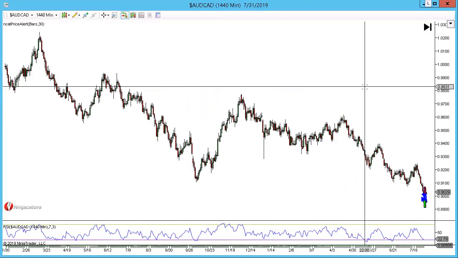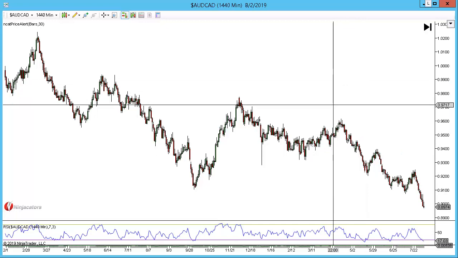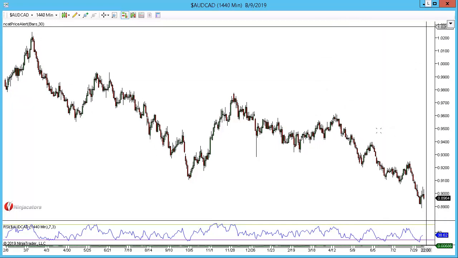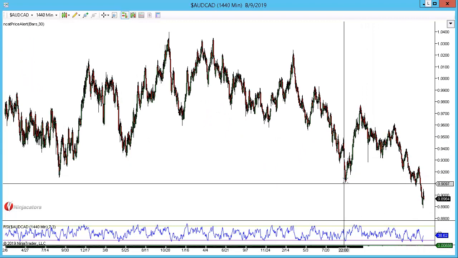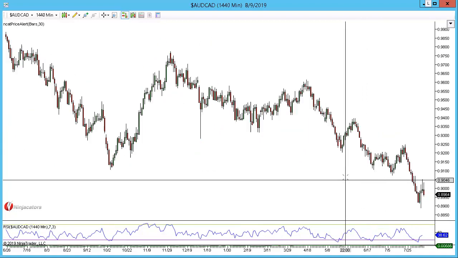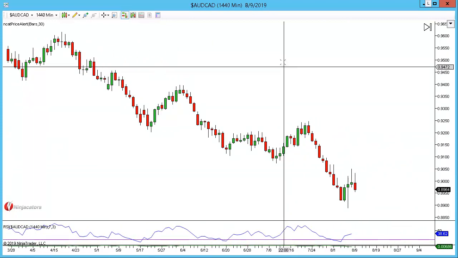And we are going to start off on the Aussie dollar CAD. We have a potential head and shoulders that's setting up. Would be nice to see some potentials here on the head and shoulders. We haven't really had many opportunities in the last few months, to be honest with you.